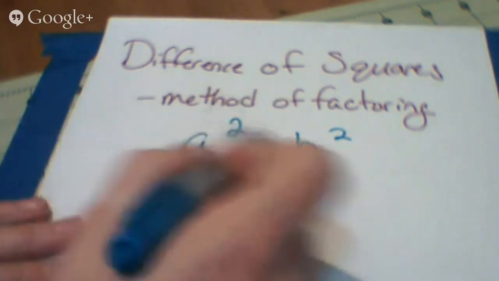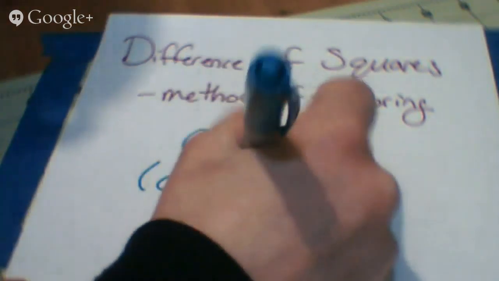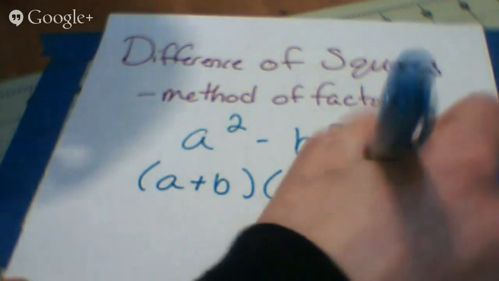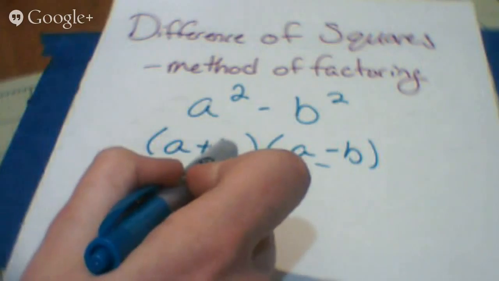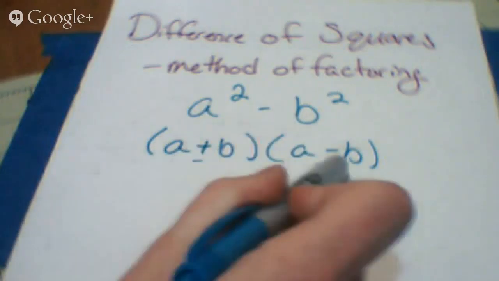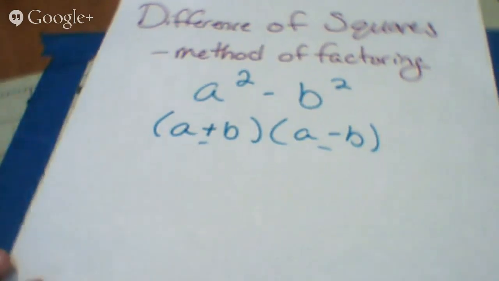So when we factor something like this, it's always going to be in the form of a plus b times a minus b. Now the plus and the minus can go in either place as long as it's a and b. Plus and minus doesn't matter which way it goes, as long as there's one plus and one minus.